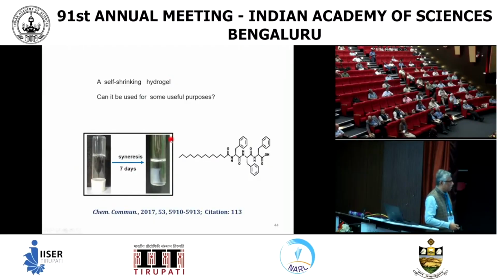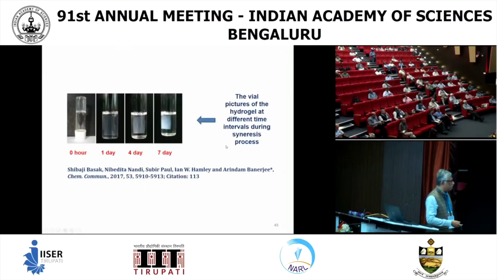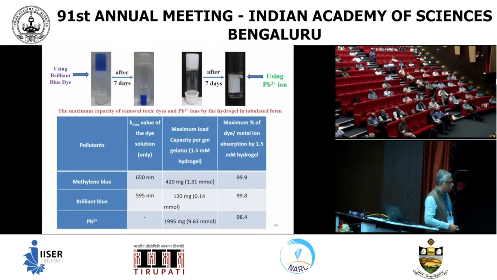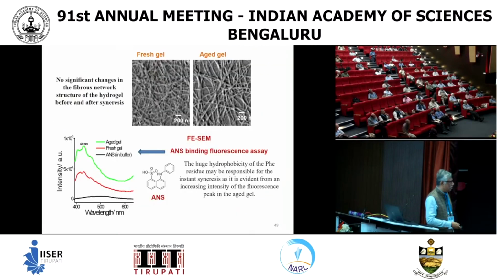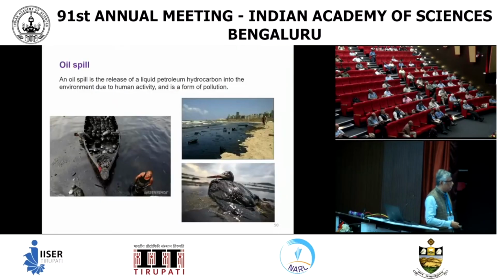Here they are self-shrinking gels. I'll show these things. Actually, within 7 days, they shrink to a much smaller volume. All other dyes can be absorbed using this. And here we have this capacity also. Now, why is this so? It binds to the hydrophobic dye ANS and increases the fluorescence, so it binds to the hydrophobic pocket and does this action.